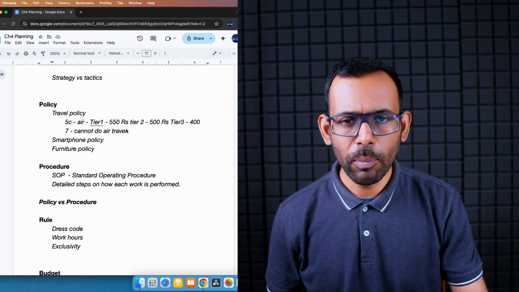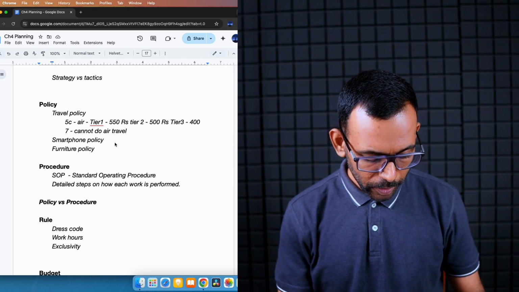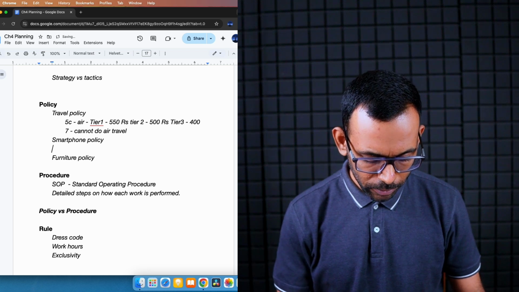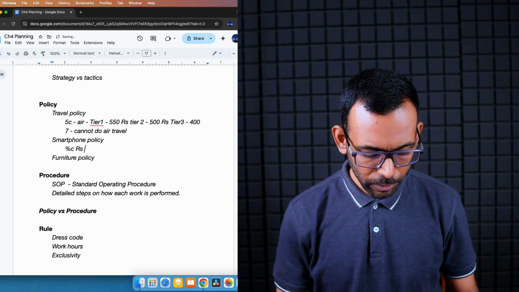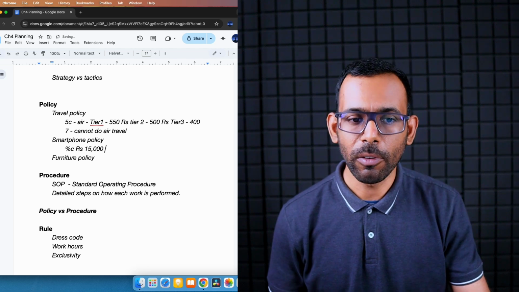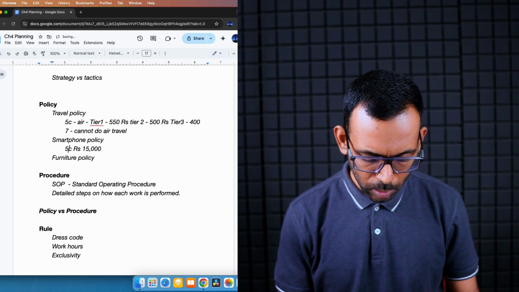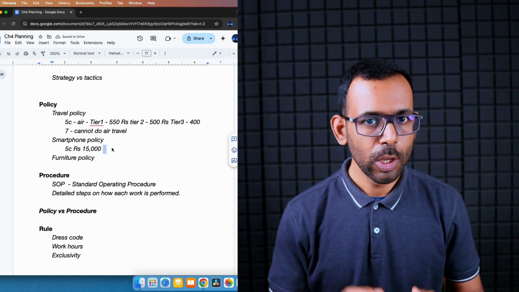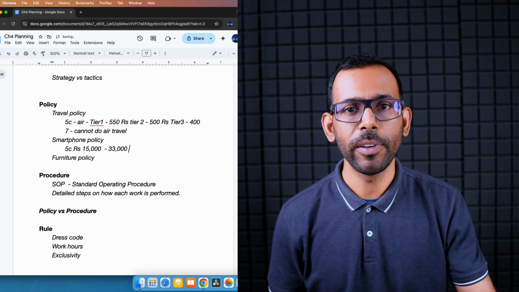To give you another example of smartphone policy, again the company where I worked, for my category, I was given an allowance of 15,000 rupees for buying a smartphone. So at that time I bought a OnePlus phone. So that was around 33,000 rupees. So I paid 18,000 from my pocket. The company gave me an allowance of 15,000 rupees.